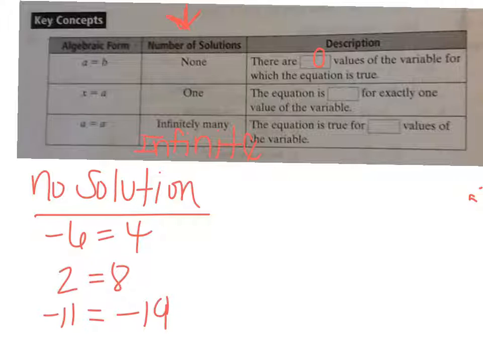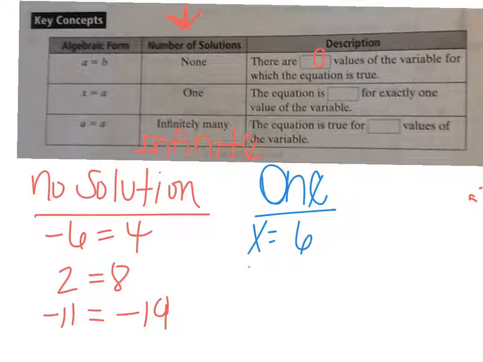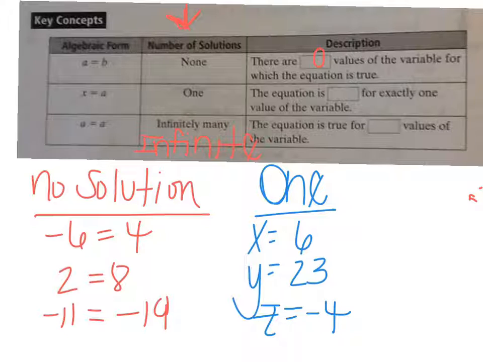The next one is one solution. The equation is true for exactly one value of the variable. So this is like an answer. So for one solution, we might have x equals 6, y equals 23, z equals -4. Positive or negative, it doesn't matter.